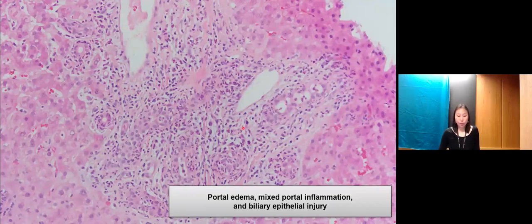Second would be this mixed portal inflammatory infiltrate. So not only are there mononuclear cells within here, but there also are readily identified neutrophils as well as some eosinophils. So this mixed portal inflammatory infiltrate is also consistent with the biliary obstruction. And lastly would be some biliary epithelial injury, but more than that is that there's also evidence of a ductal reaction. So this increase in the number of bile duct profiles, oftentimes irregular and somewhat poorly formed, is also part of this process.